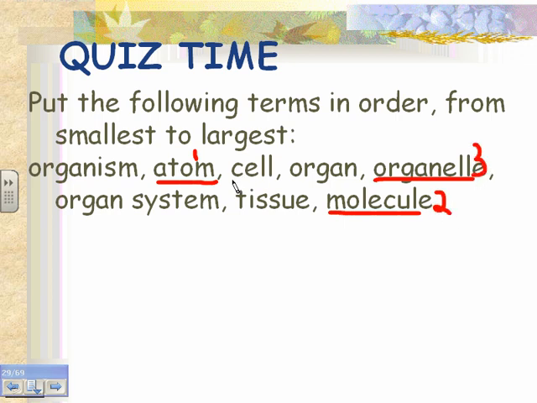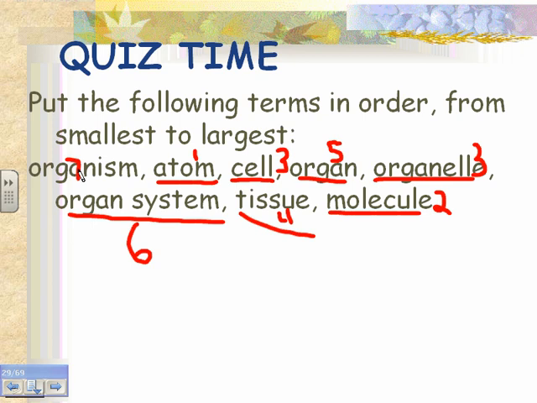An organelle, you put those together to make a cell. You put the cells together to make tissues. Wow, that's number 4. Tissues come together to make organs, which is number 5. Organs come together to make an organ system, which is number 6. And the organism is number 7.